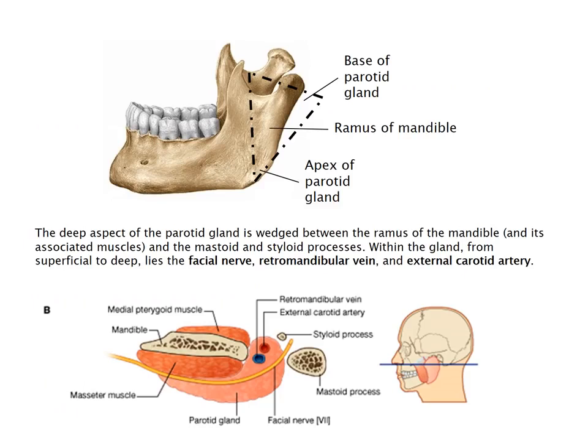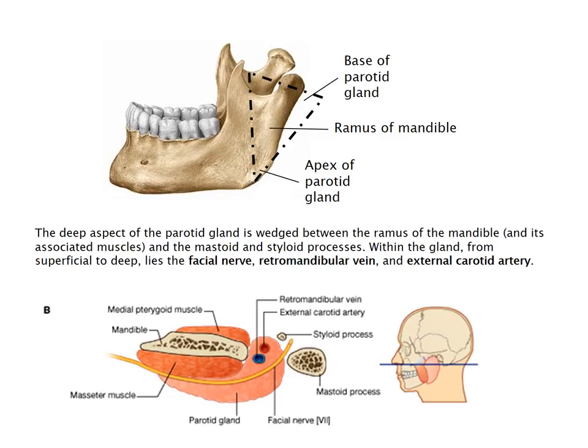If we look at the general morphology of the parotid gland, you'll notice that it is essentially an inverted triangle, with the base of the triangle sitting superiorly at about the level of the zygomatic arch, and its apex sits inferiorly near the angle of the mandible.